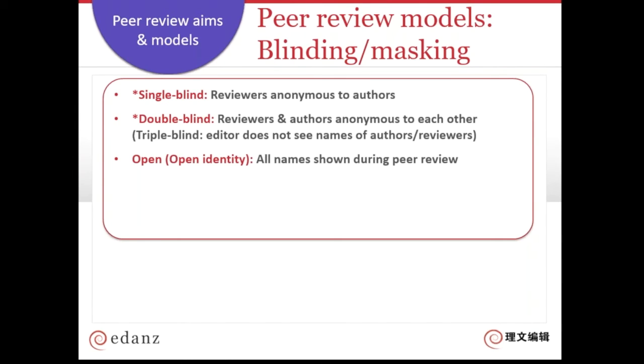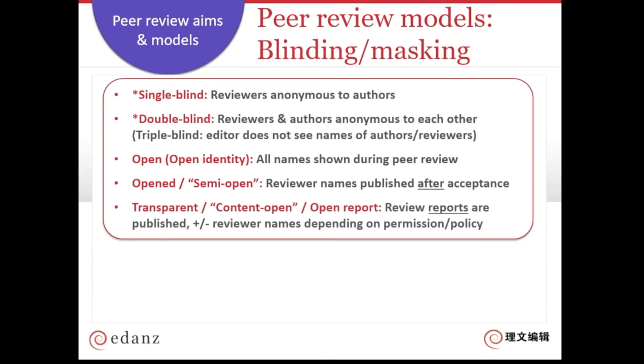There's a newer type called open, or more accurately open identity, where the author and reviewer know who each other is during the peer review process. And an opened is where the reviewer wasn't known, but the name is shown after acceptance, so the public knows. There's another type called transparent or content open or open report review, where the actual peer review report is also published alongside the paper, with or without the reviewer names, depending on their permission or the journal policy.